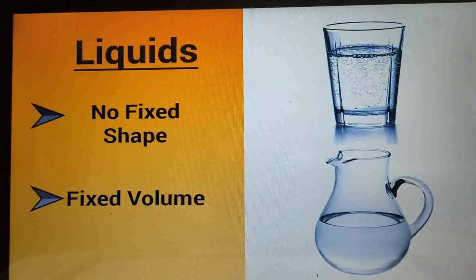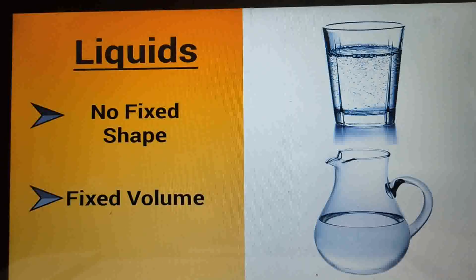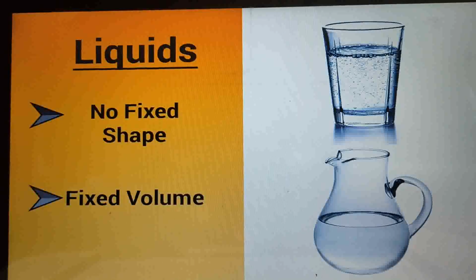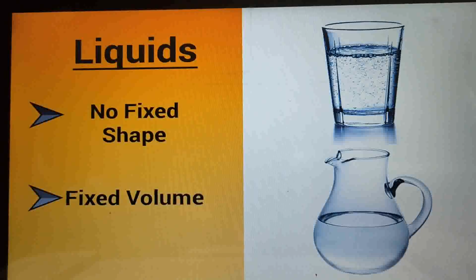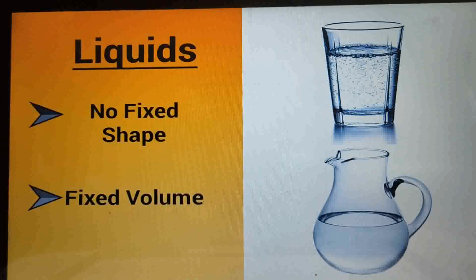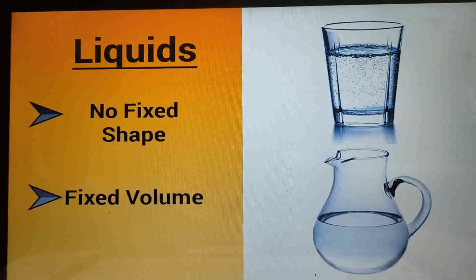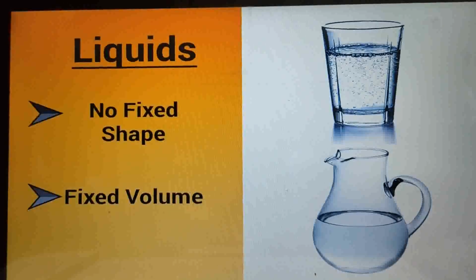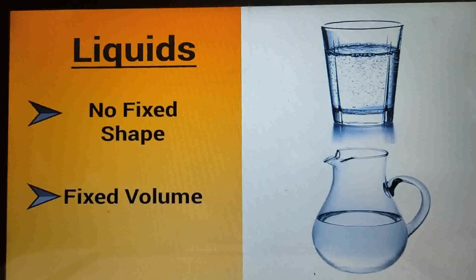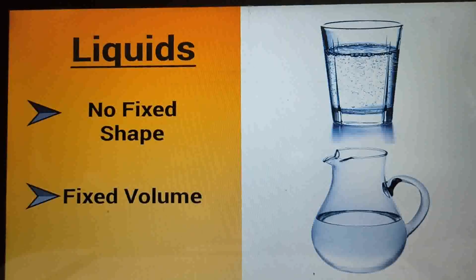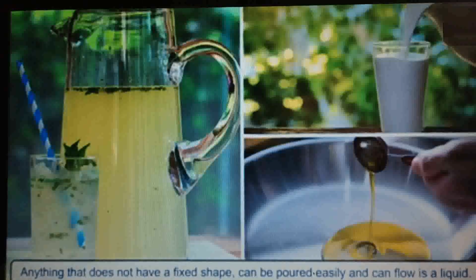A liquid is a substance which has no fixed shape, but its volume is fixed. What do you mean by the term volume? Suppose I have taken a glass of water. When I keep it in a jug, it still remains one glass of water. It will not fill the whole jug. That is called volume. So what are liquids? Liquids are those that have no fixed shape but have a fixed volume. Okay, these are called liquids.